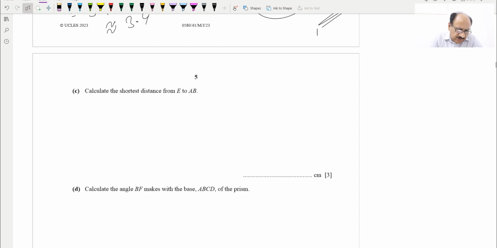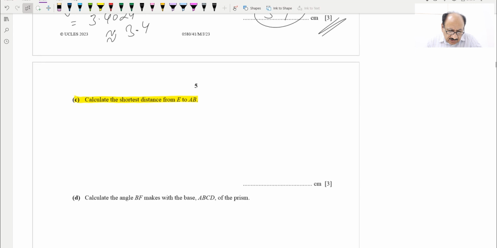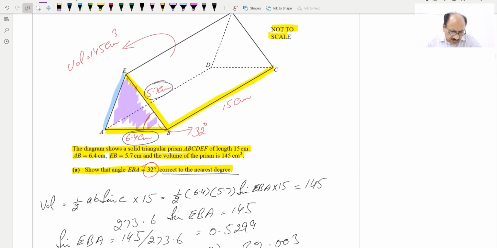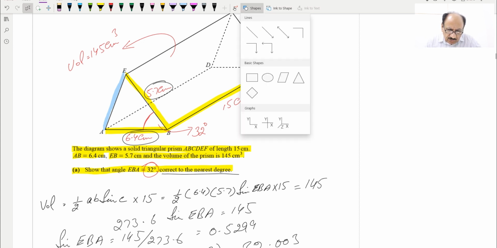Now this is part C. Part C says calculate the shortest distance from E to AB. First we need to understand what this shortest distance is. E to AB. E to AB distance will be which one? We will identify the distance.